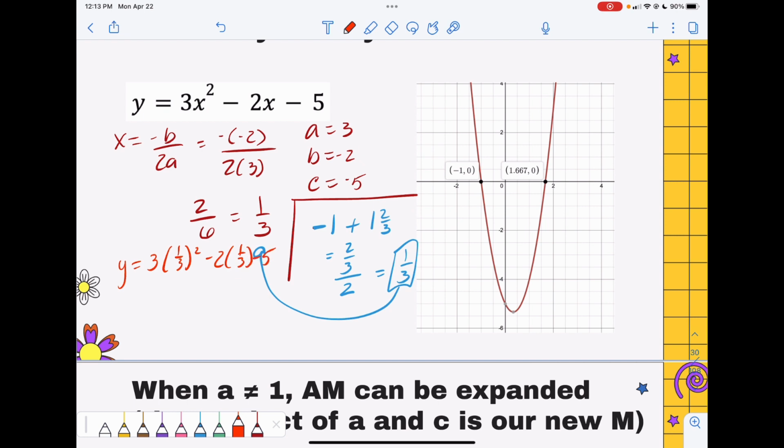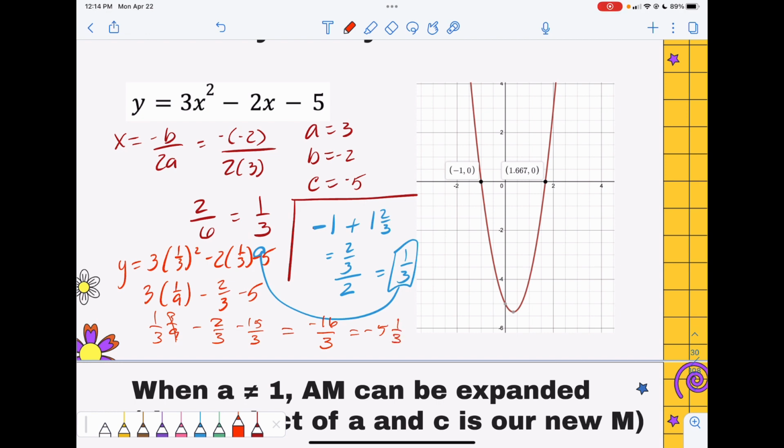I then have 1/3 squared, 3 times 1/9 minus 2/3 minus 5. So I have 3/9 minus 2/3. Let's make them all over 3. So my last one will be 15 over 3. This would cancel to be 1/3. So 1/3 minus 2/3 minus 15 over 3. 1/3 minus 2/3 is negative 1/3. So this will be negative 16/3, which is going to be negative 5 1/3.